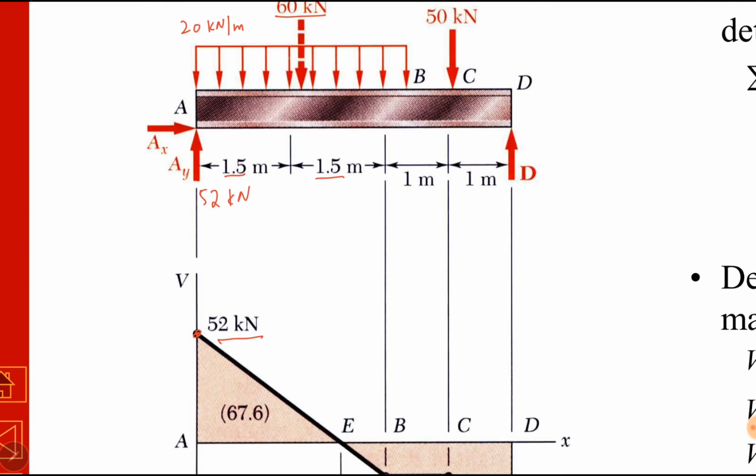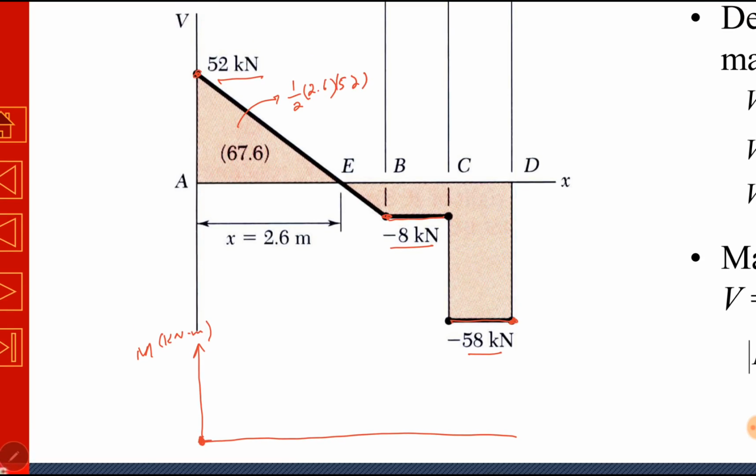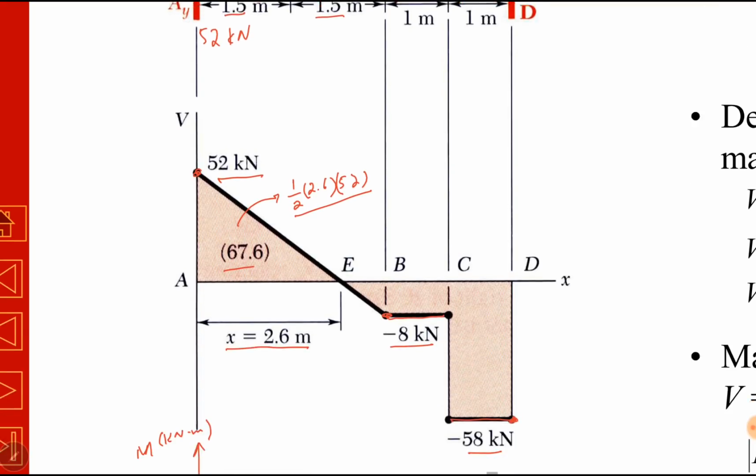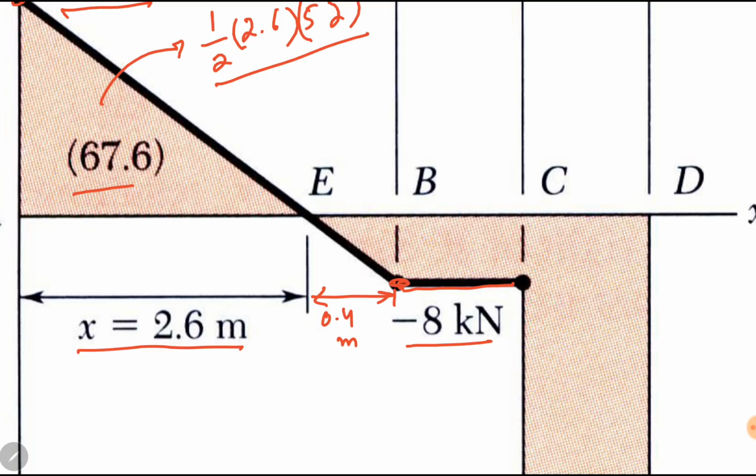At point A, there is no bending moment in the diagram, so I will write it here as 0. At point B, first we have to find the area under the curve between each 2 points. Between point A and E is a triangle. The area will be 1 over 2 into base into height. Base is 2.6 and height is 52. How we have found this 2.6, I will discuss later. So it becomes 67.6. Okay, this distance is 0.4 meters and the height is 8.